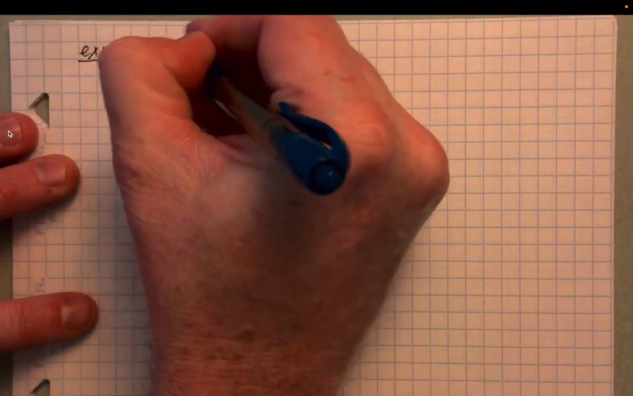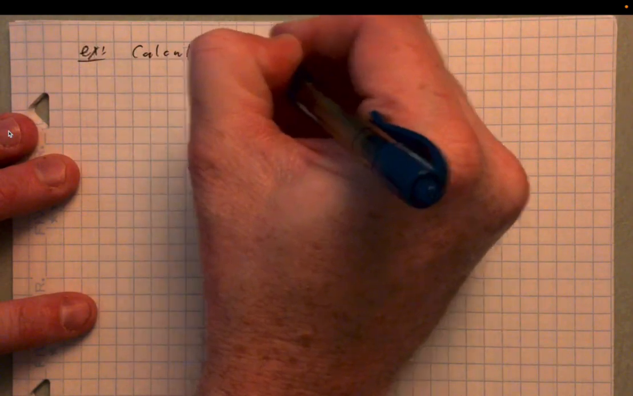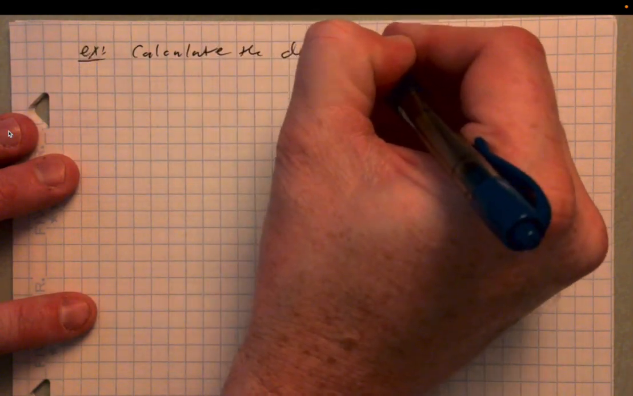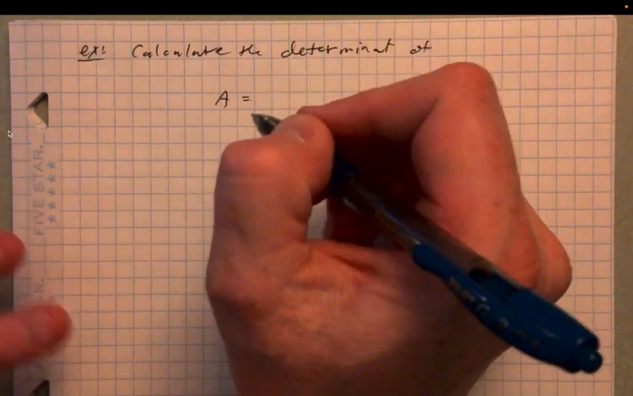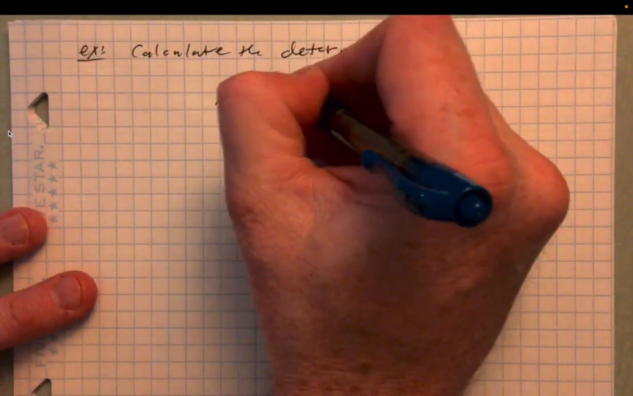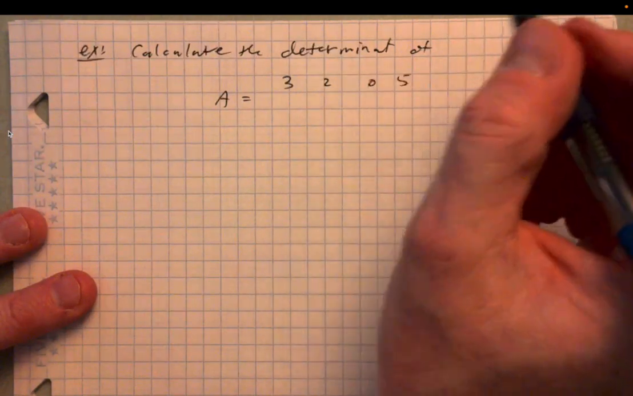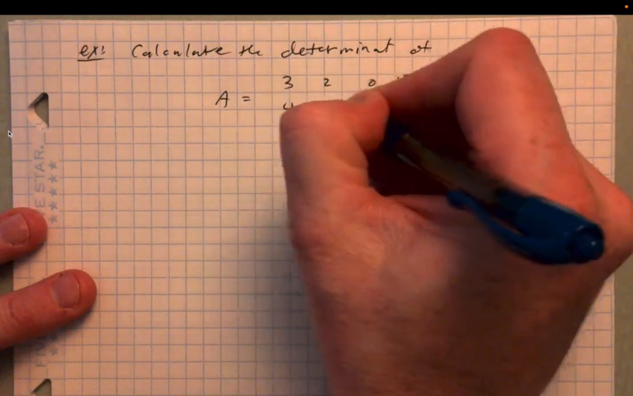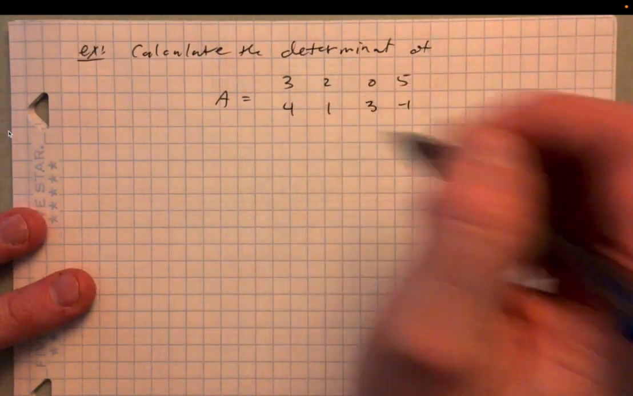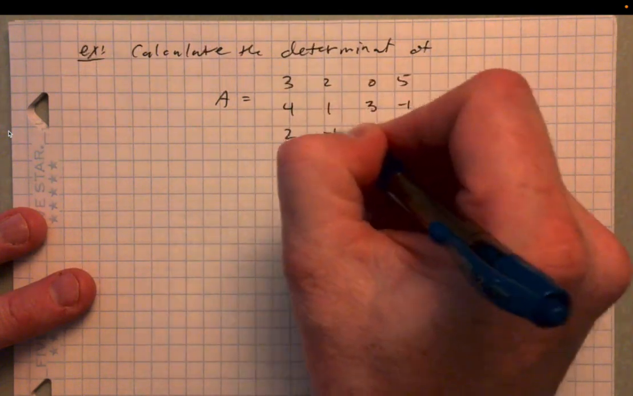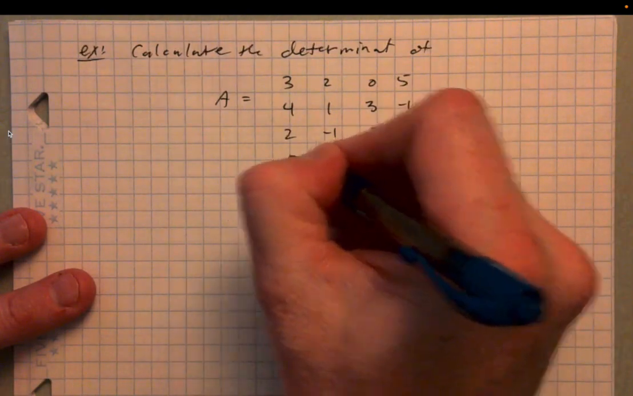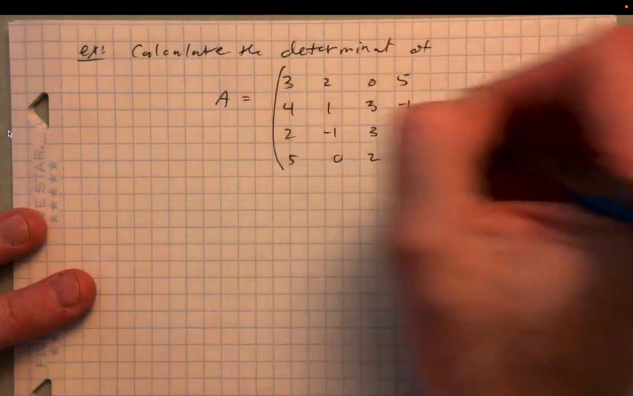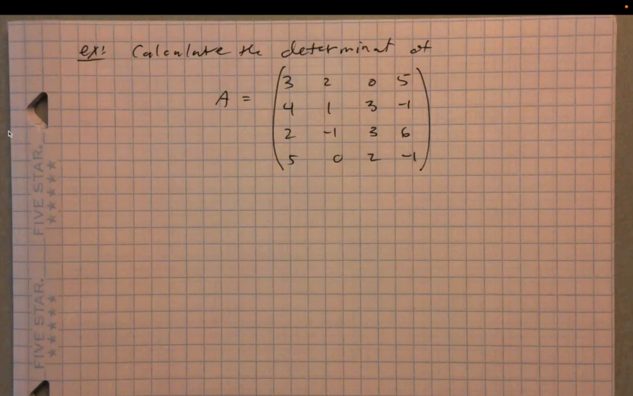So calculate the determinant of, say, A is equal to this: 3, 2, 0, 5; 4, 1, 3, negative 1; 2, negative 1, 3, 6; and 5, 0, 2, negative 1. Okay, so it looks a bit like that. So there's our matrix A.